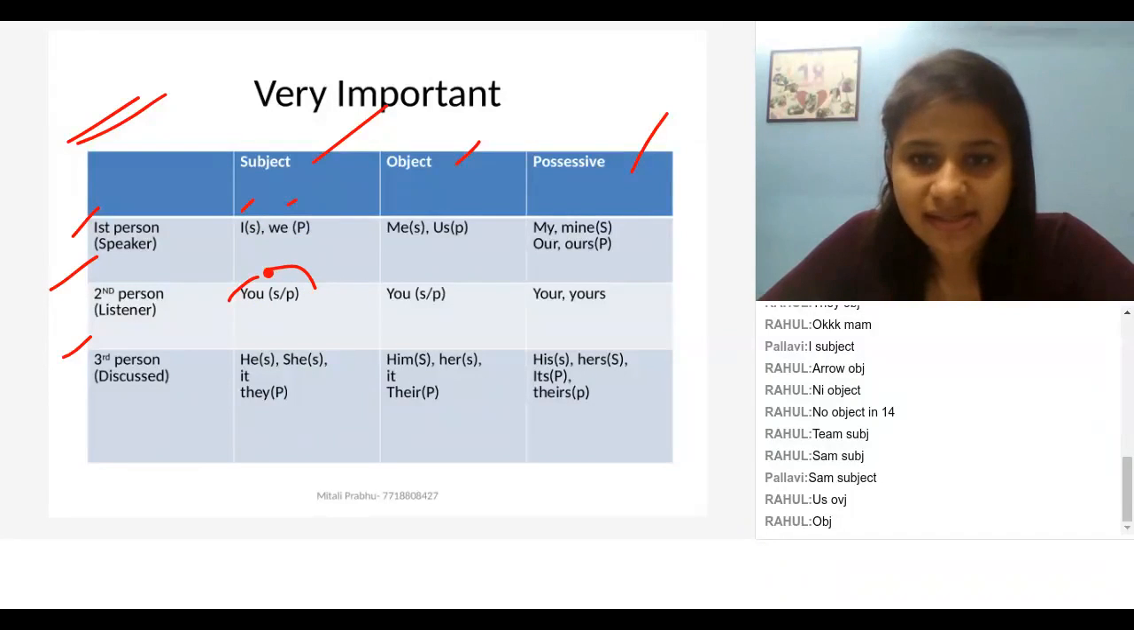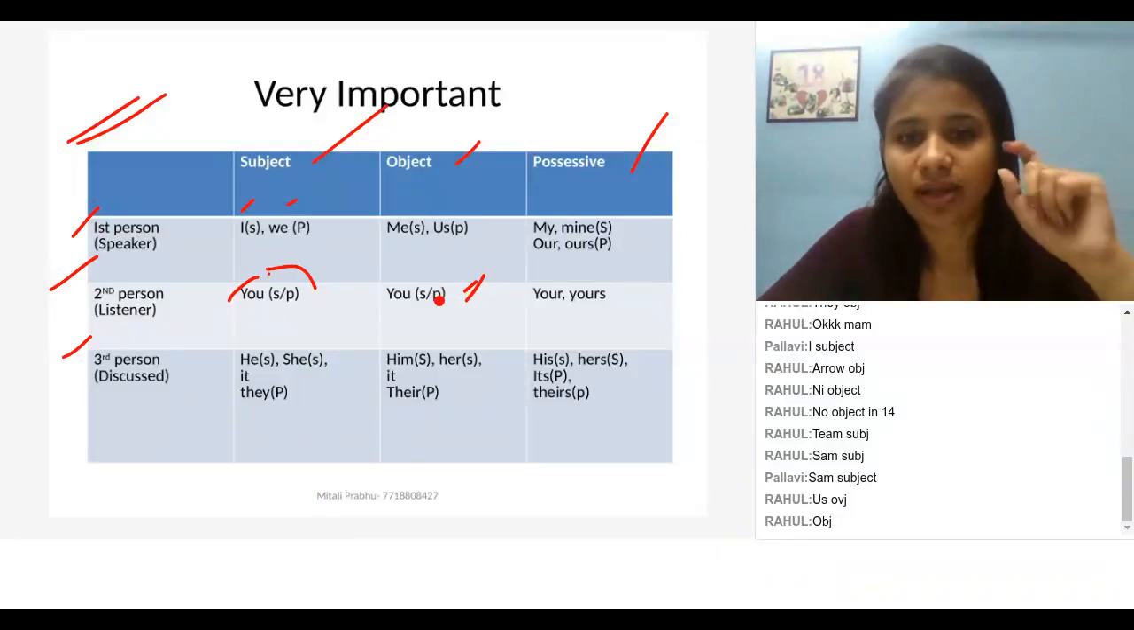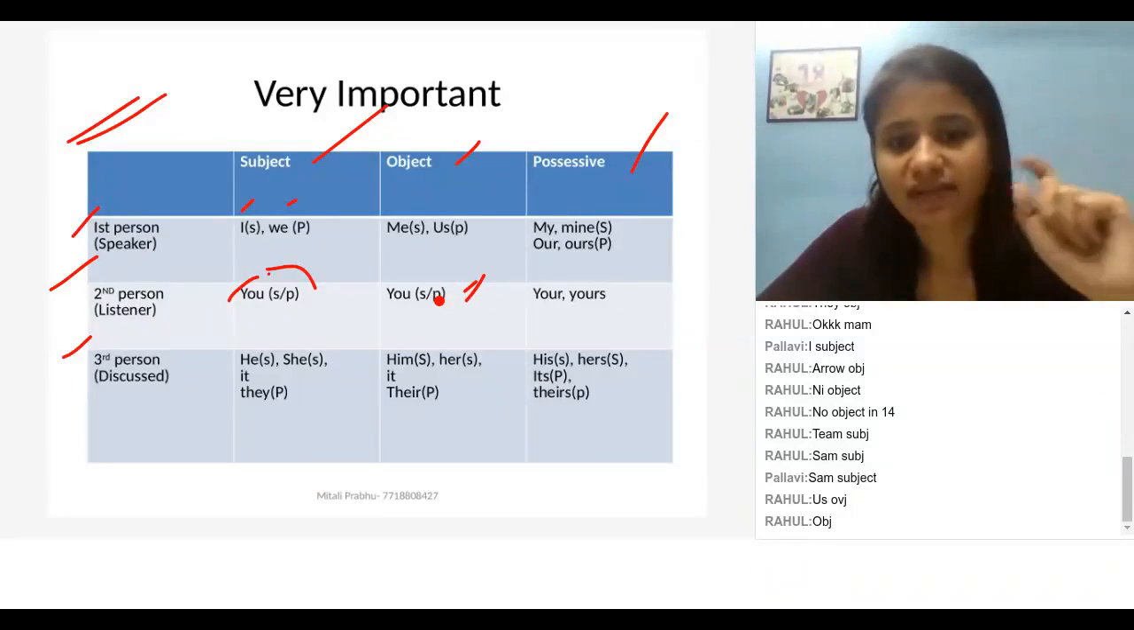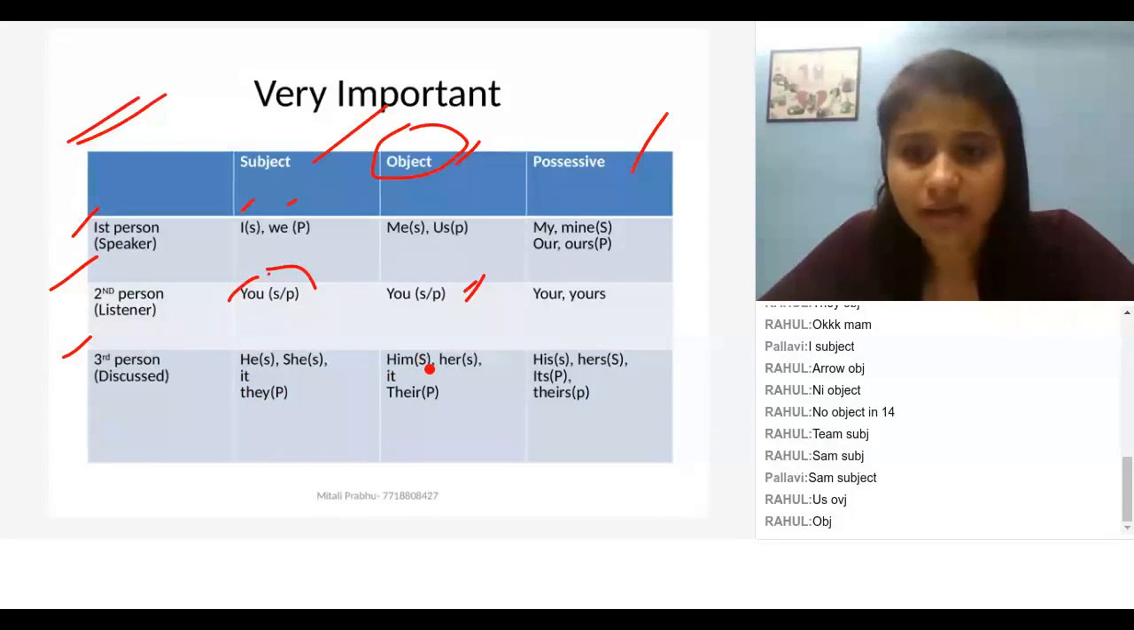Subject, you exist as subject also, you exist as object also. I showed that example. I told you and you told me. So you is always used as you in any sentence, even as subject, even as object. Now the third person: he, she, it, or they. And when it is used as an object: him, her, it, and them.